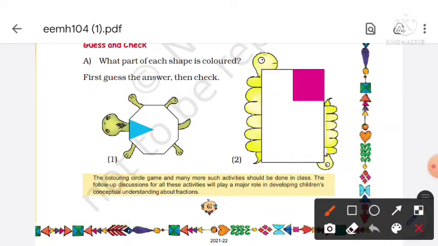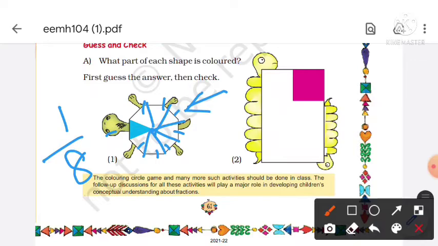Okay, now if you see this figure, we can say that 1 by 8 of the shape is colored. How? Here if we divide the shape into 8 equal parts, like that way. Okay, so total number of parts is 8 and 1 is colored in sky. So we can say here 1 by 8 of the shape is colored in this figure.